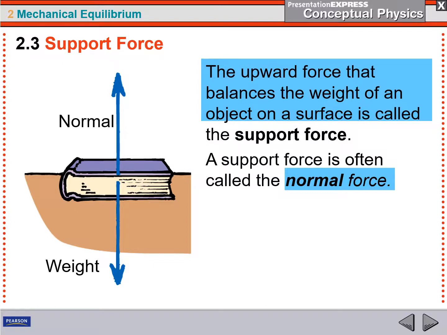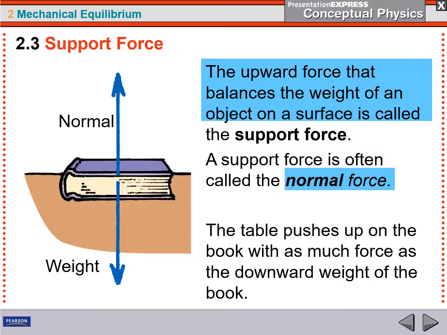The upward force that balances the weight of an object on a surface is called the support force or the normal. You can also call it the normal force, but like tension, we usually just say tension, weight, normal. We don't add that extra word of force. Now it's kind of hard for us to imagine that an inanimate object like a table can somehow exert a force. But the table really is pushing up on the book.